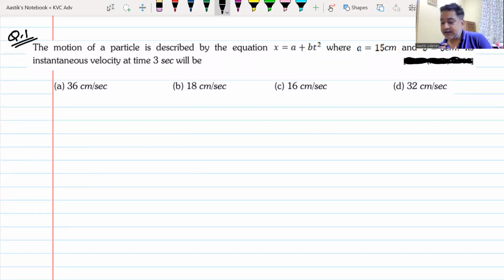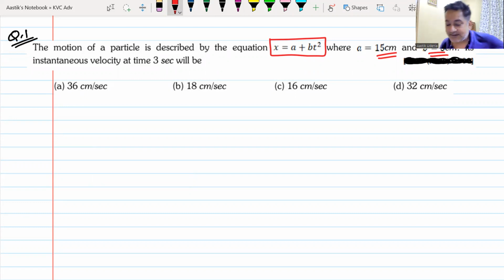The motion of a particle is described by the equation, this one. What is this x? What is this a? What is this b? What is this t? X is the position or the displacement, yes or no? Yes, sir. A and b: A is given as 15 centimeters, b is given as 3 centimeters. A and b are some constants. T is time, yes or no? Yes, sir.